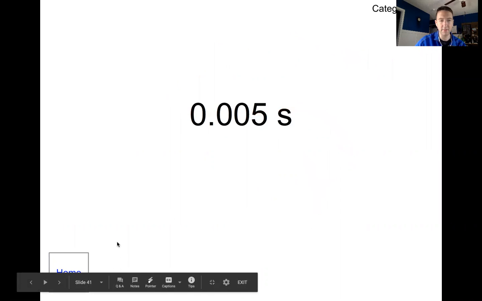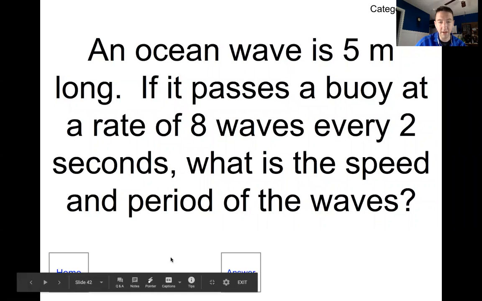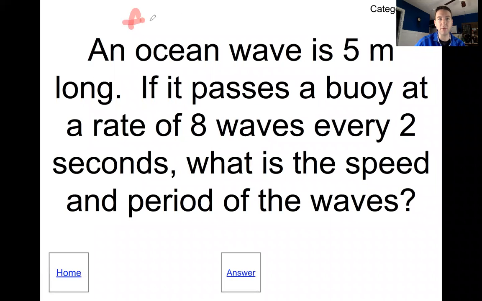Let's move right along. Back to the mouse. If an ocean wave is 5 meters long and it passes a buoy at a rate of 8 waves every 2 seconds, what is the speed and the period of the wave? We know that it passes a buoy at a rate of 8 waves every 2 seconds. Frequency is not the amount of waves that happen in 2 seconds. It's the amount of waves that happen in 1 second. So if there are 8 waves every 2 seconds, my frequency will be the number of waves in 1 second, which is going to be 4 hertz.